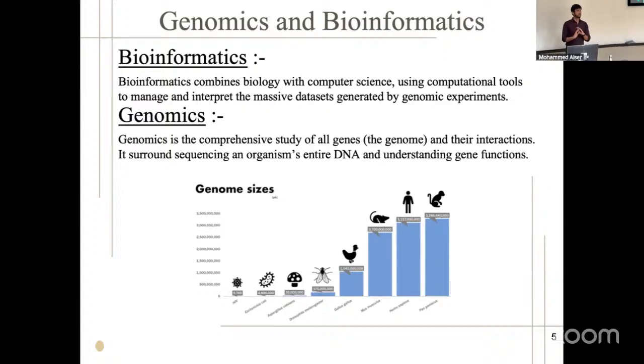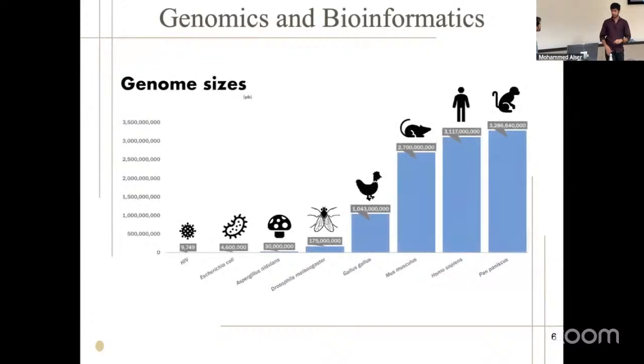Genomics controls everything. It controls our height, the body shape, how we function, how we react to illness, how we react to the environment and all. Now here is one picture which represents the genome size of different living organisms. First we have HIV virus, then bacteria, fungus, fly, chicken, rats, humans, and chimpanzee, of course. This is in the increasing order of genome size, right?